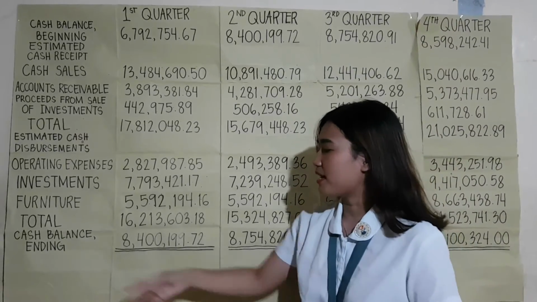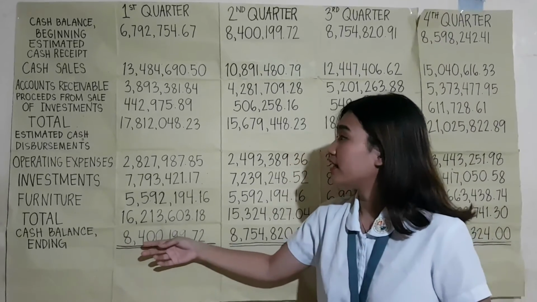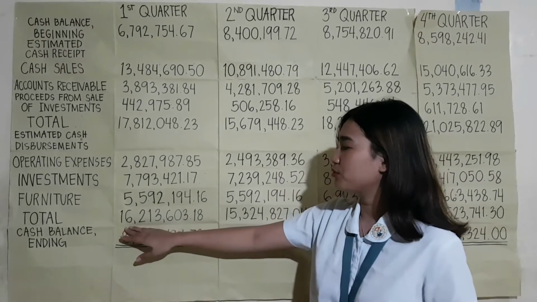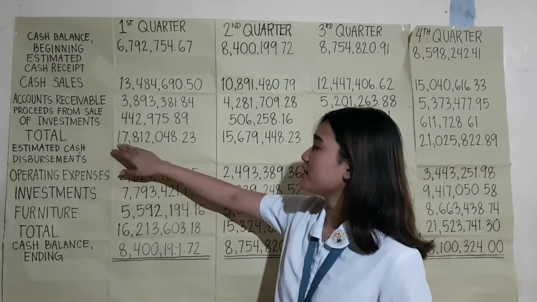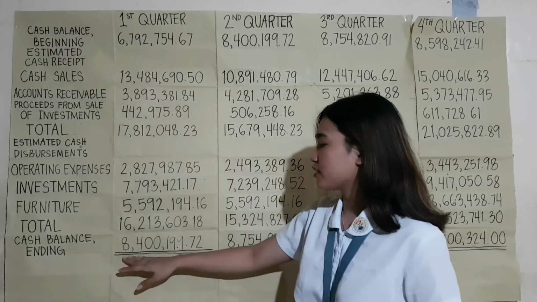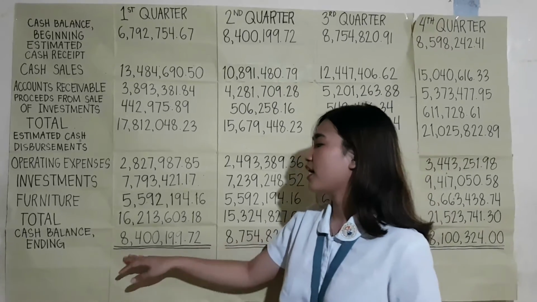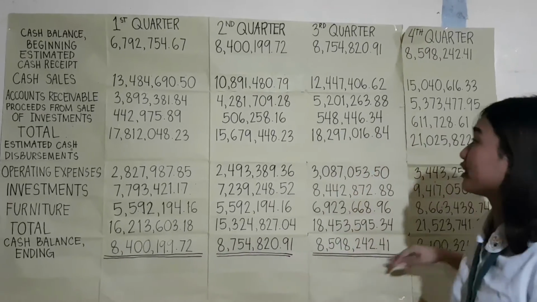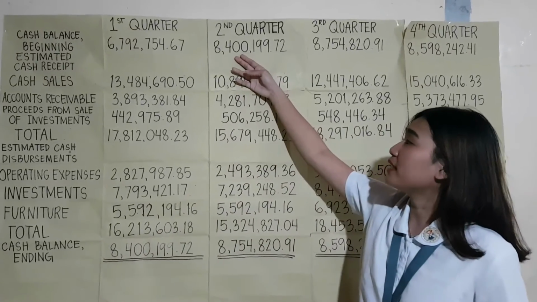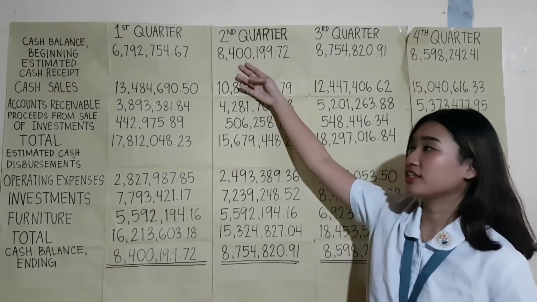To get the ending cash balance, simply deduct the total cash disbursements, which is 6.2 million, from the sum of 17.8 million and 6.7 million, which results in 8.4 million, and so on and so forth. The ending cash balance will be the beginning cash balance for the next quarter.